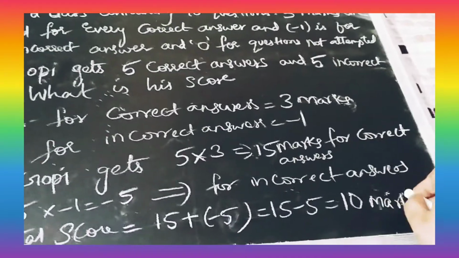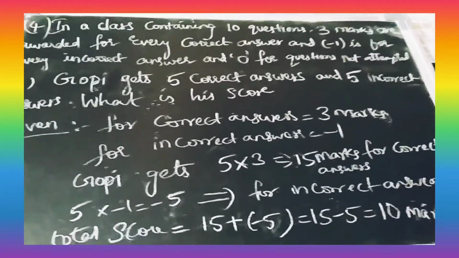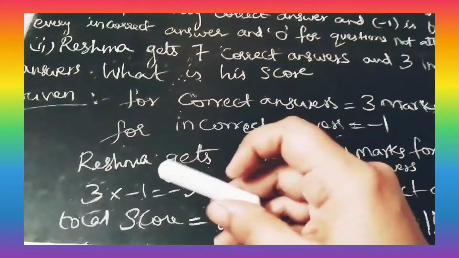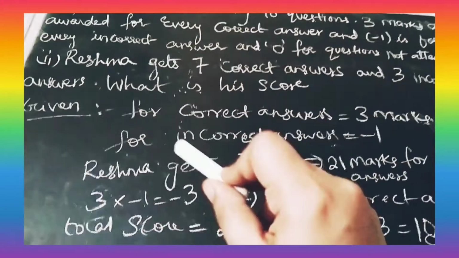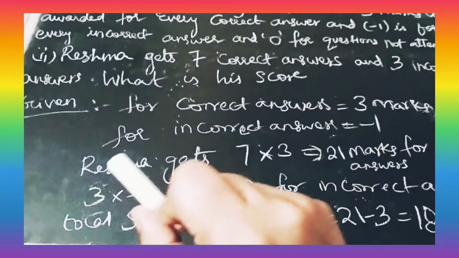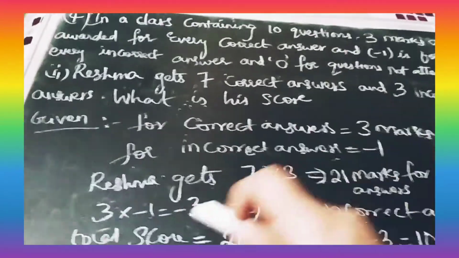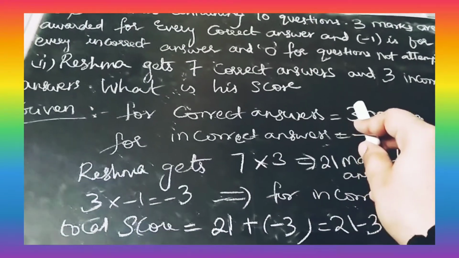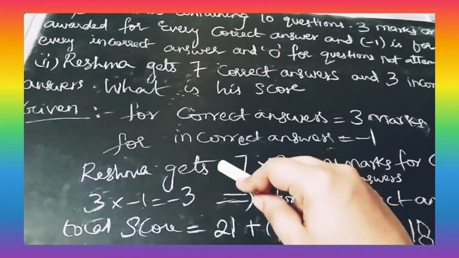So Gopi gets 10 marks in the class. So the second student is Reshma here. Reshma gets 7 correct answers and 3 incorrect answers. What is his score? Again, what is given here? For a correct answer 3 marks, for incorrect minus 1. It is given in the question. So Reshma gets 7 correct answers, so 7 into 3 you have to do. You have to multiply these 3 marks with Reshma's correct answers.